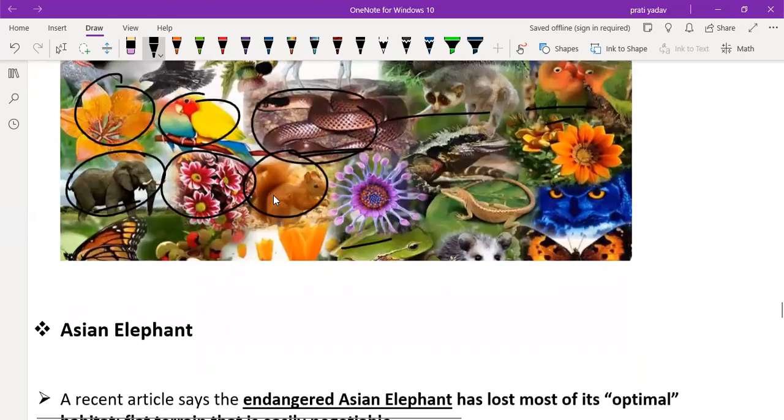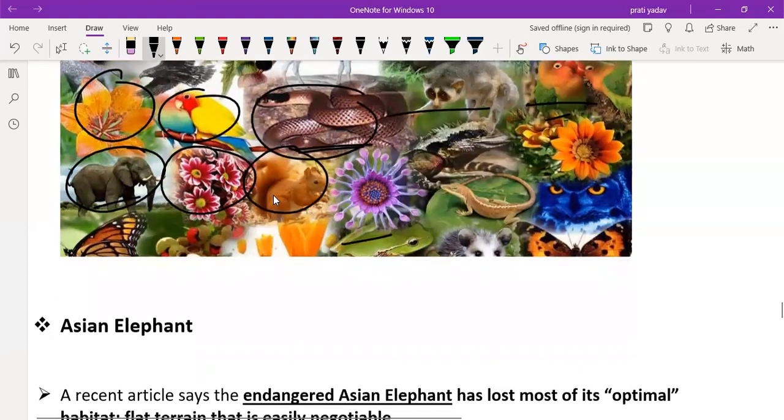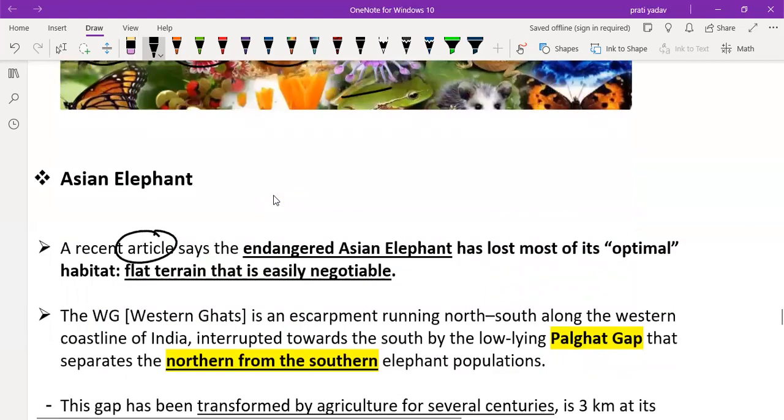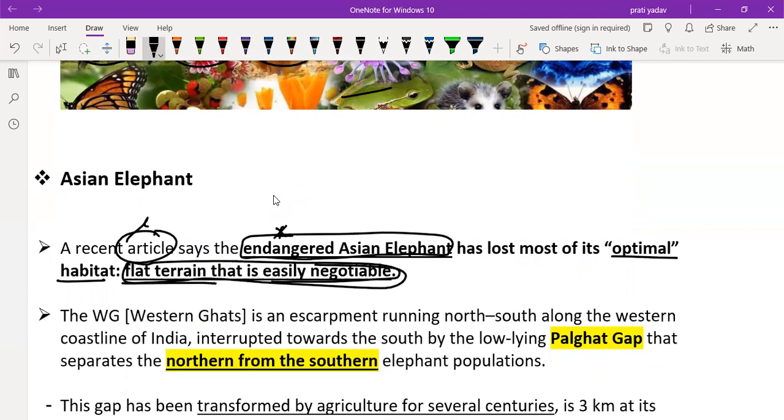Now let's move on to the next topic, the Asian elephant. A recent article says that the endangered Asian elephant has lost most of its optimal habitat. The optimal habitat for elephants is flat terrain that is easily negotiable. Flat terrain which is easily negotiable is the optimal habitat for the endangered Asian elephant. Remember, endangered, it is in need of protection.